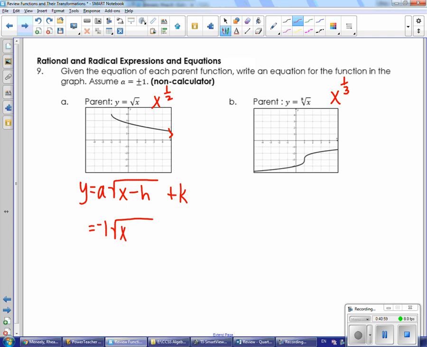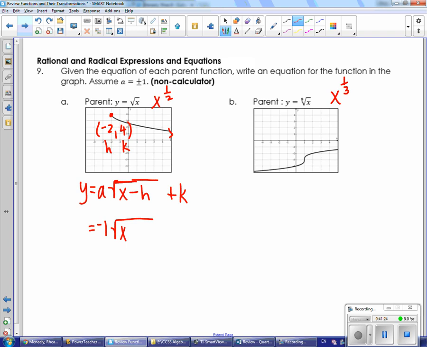Well, this graph has been transformed. It's been shifted back 2 and up 4. So back 2 and up 4. The other thing you can do is just simply find that starting point right here. And the coordinates of that point are negative 2, positive 4. And those are actually going to correspond to your h and k values.